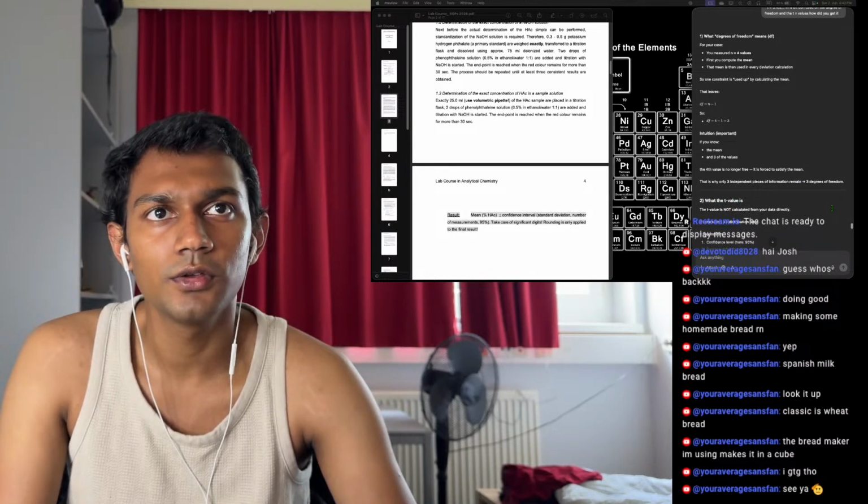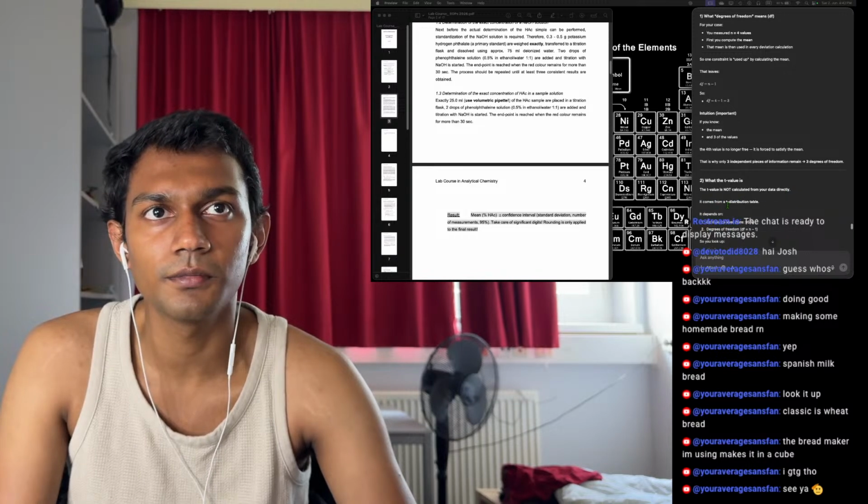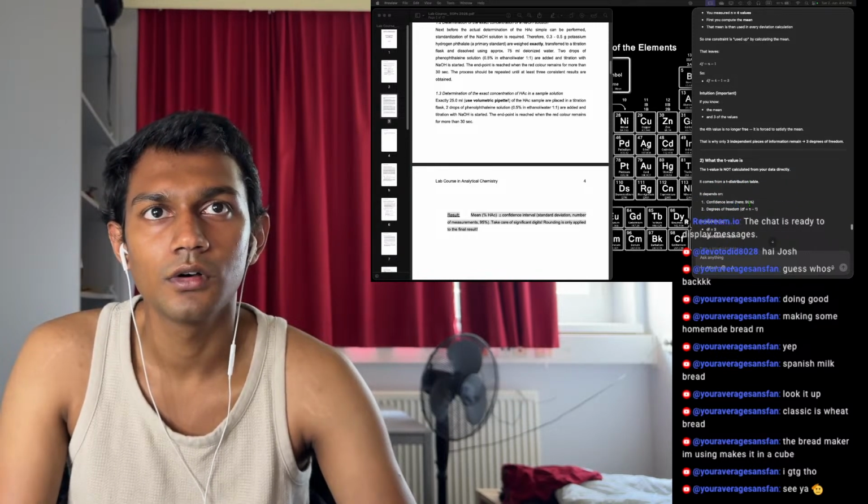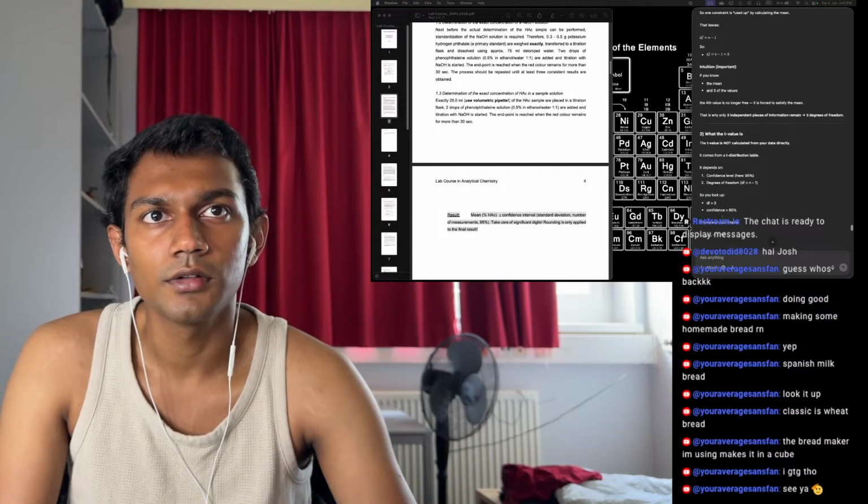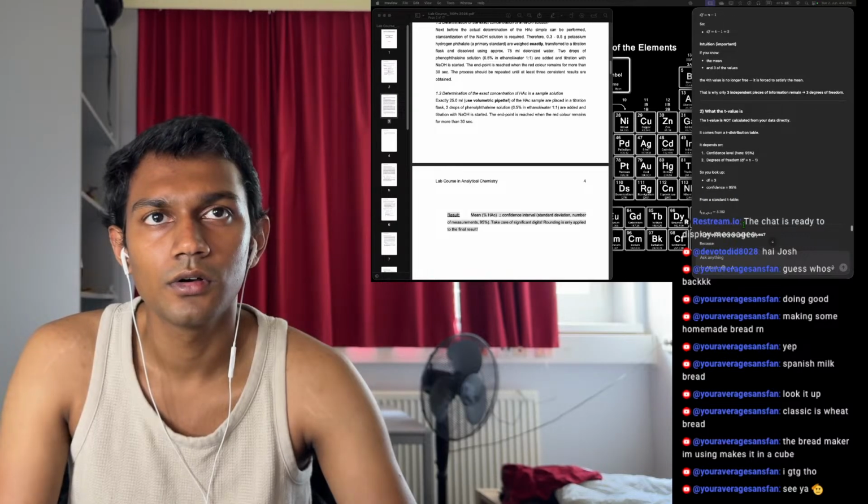What the t-value is: the t-value is not calculated from the data directly, it comes from the t-distribution table. It depends on the confidence level and degrees of freedom. If you look up confidence equals 95% from a standard t-table.